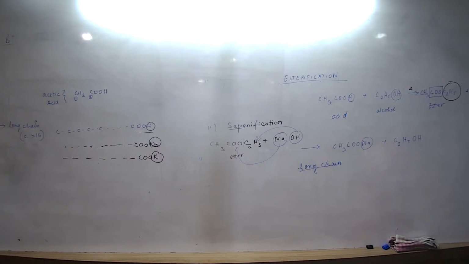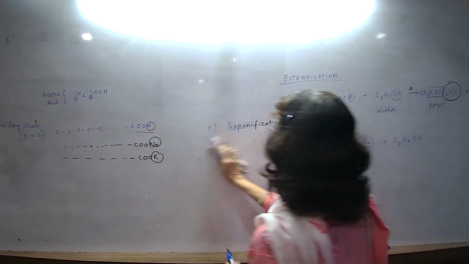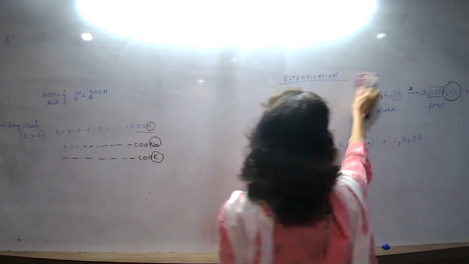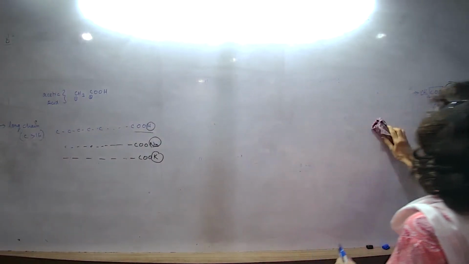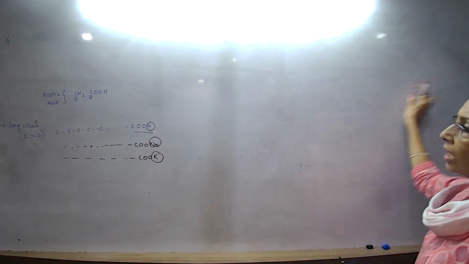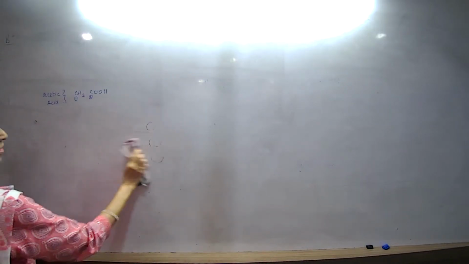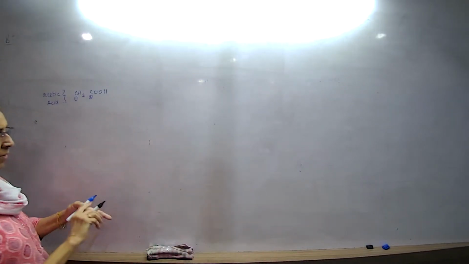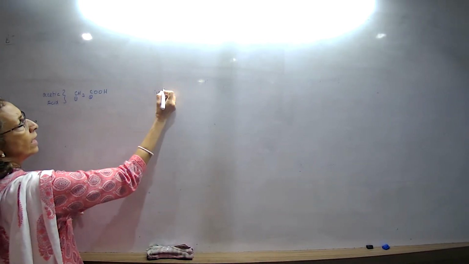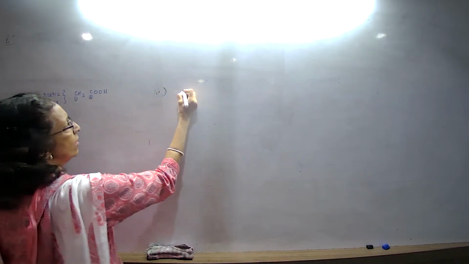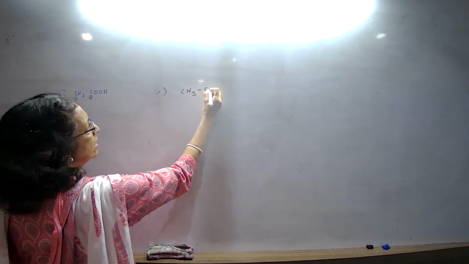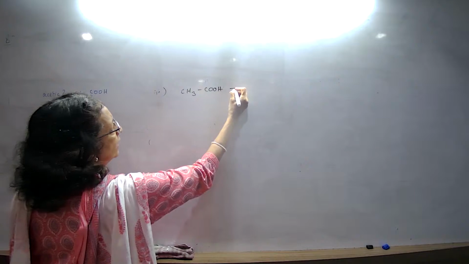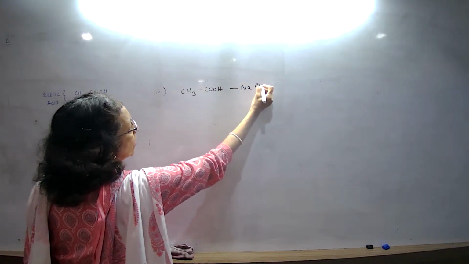That's simple. This part of it we have already done. What is the heading now? We are studying the chemical reactions of what? Of carboxylic acid, of acetic acid. So now the third reaction is very simple for us to understand. We are taking acetic acid, CH3COOH, and you are reacting it with sodium hydroxide.